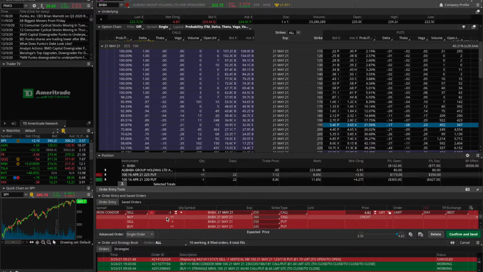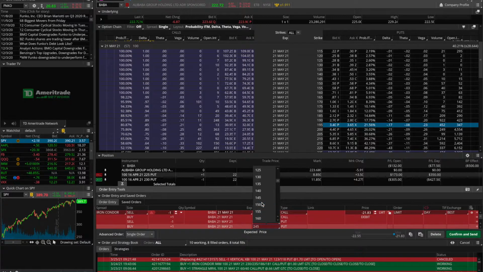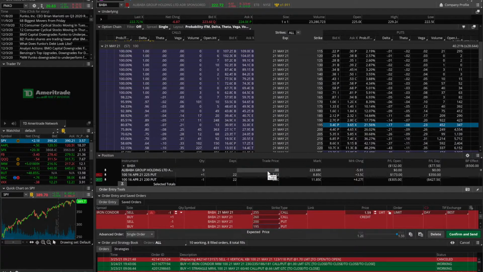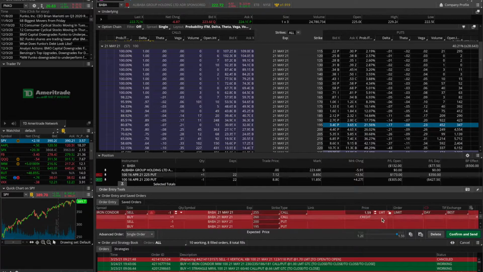So we're going to sell one contract, 255 strike call option, then also buy one contract of the 260 strike call option, and then for the puts, we're going to sell one contract, and it's going to have the 200 strike right here, and then finally we're going to buy one contract, and it's going to have the 195 strike, which would be right here. And you can also see for selling this iron condor, you would take in about 160 bucks. So that's a decent amount of credit for a $5 wide iron condor.